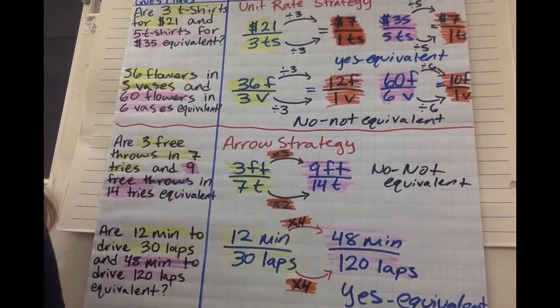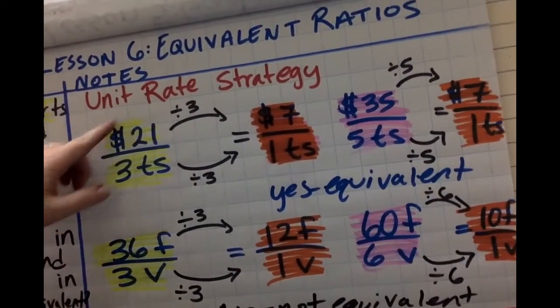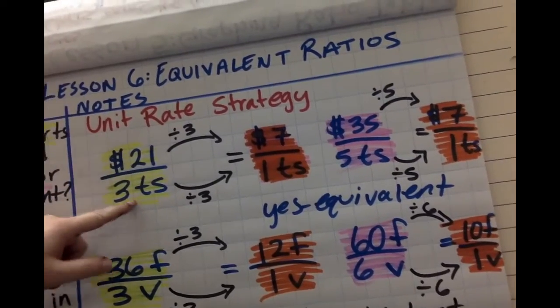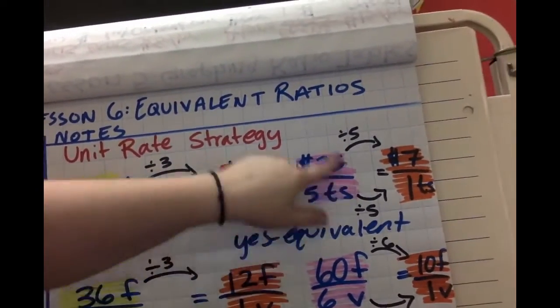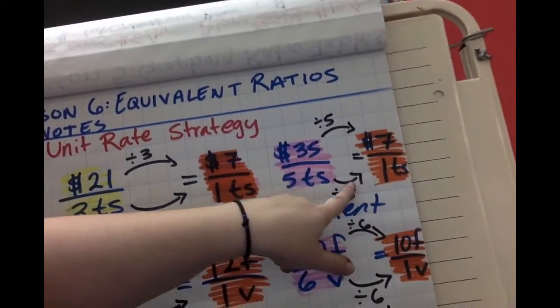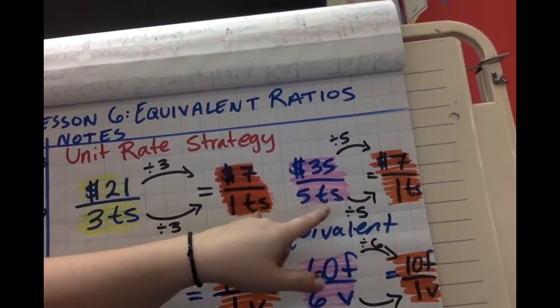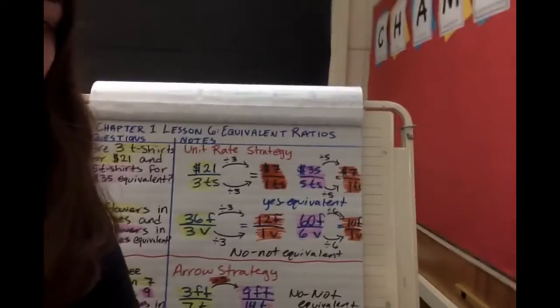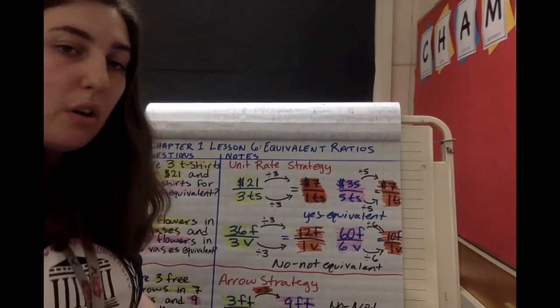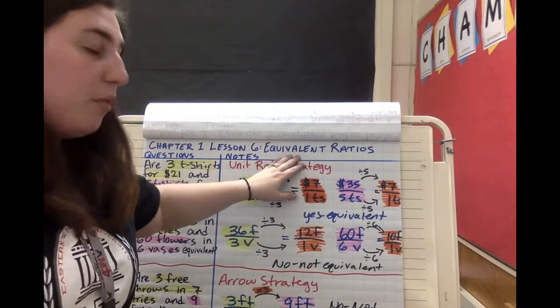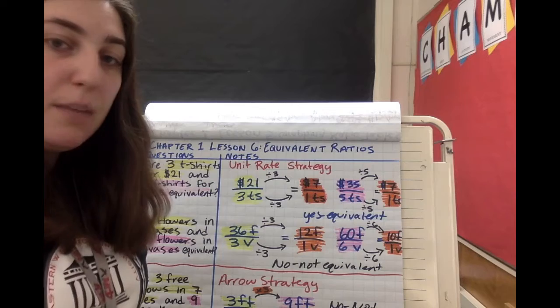Same thing up here, different strategy though. Over here we use a strategy called the unit rate strategy. What we did here was we had our rates. This was one rate, this was another rate, and we had to find the unit rate. We found the unit rate in both. Then we compared the unit rates, and from the unit rates, we determined yes, it is an equivalent ratio, or no, they are not equivalent ratios. That's all we're determining in Lesson 6, whether they are equivalent ratios. Let me know if you have any questions.